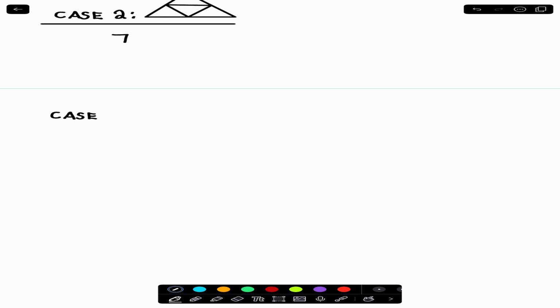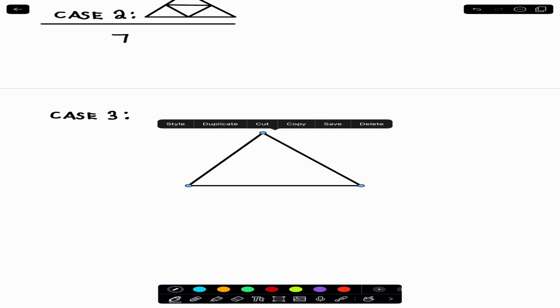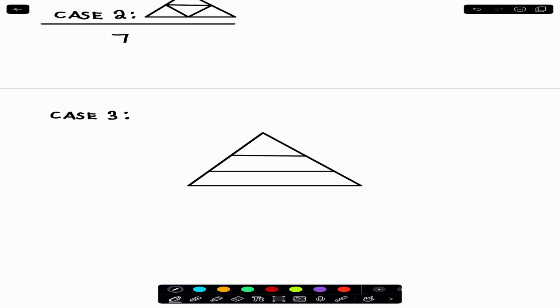Now case number 3 is going to look a little something like this. So we're going to have a bigger triangle, let's say like this. So this is how it looks like.